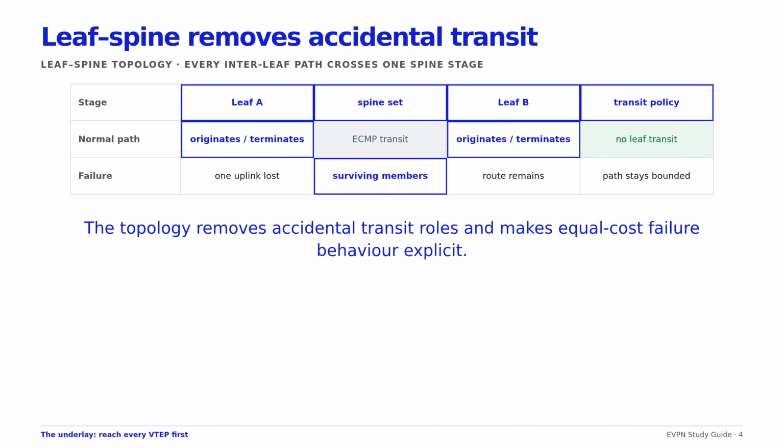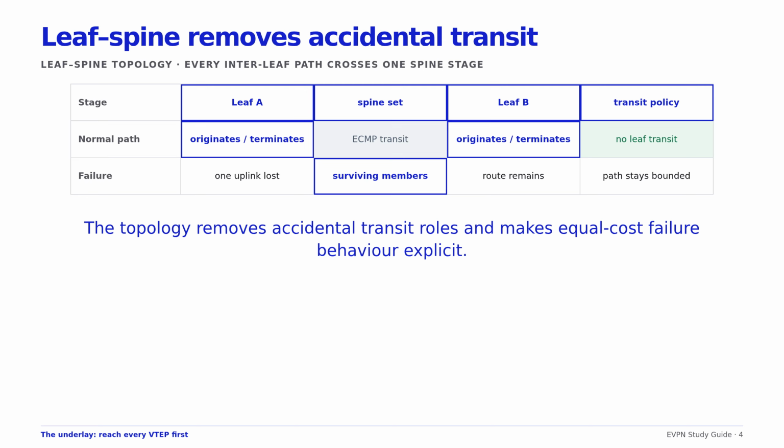A folded cloth fabric gives every leaf a link to every spine. Traffic between two leaves therefore crosses one spine and has several paths of the same length. A leaf does not depend on another leaf as an accidental transit node. A spine does not become a tenant attachment point. This regularity is more important than the drawing's symmetry. It bounds the normal path, exposes missing adjacencies, and makes capacity growth repeatable.